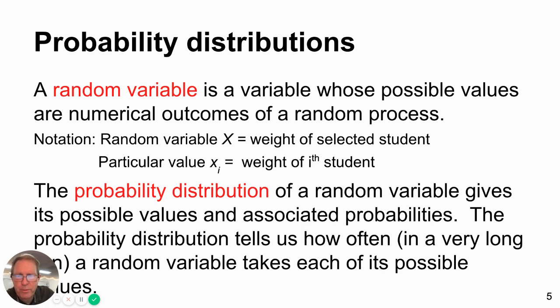Just as a reminder, we are going to be using the long run interpretation of probability. So the probability distribution of a random variable gives us all possible values and associated probabilities. The probability distribution tells us how often in a very long run a random variable takes each of its possible values.